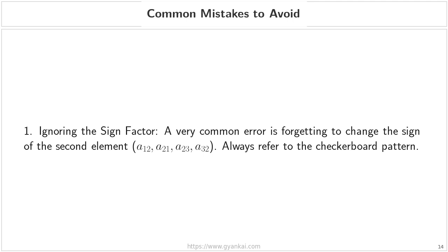First, the most frequent error I see is ignoring the sign factor. It is very easy to get caught up in the numbers and forget to apply that alternating sign we discussed with the checkerboard pattern. Specifically, students often forget to change the sign for elements like a 1-2, a 2-1, a 2-3, or a 3-2. To prevent this, I highly recommend you physically refer back to that checkerboard pattern on your paper every single time you move to a new element.